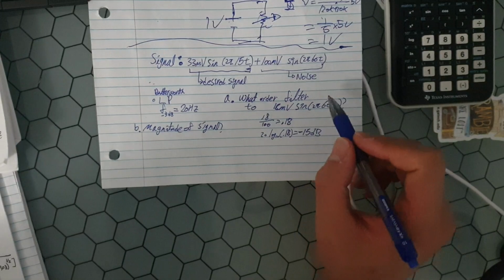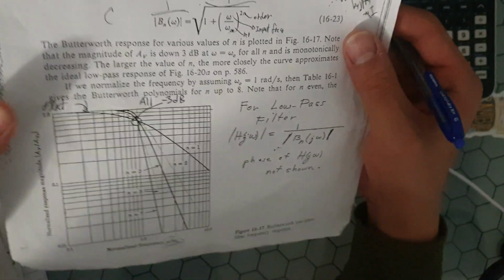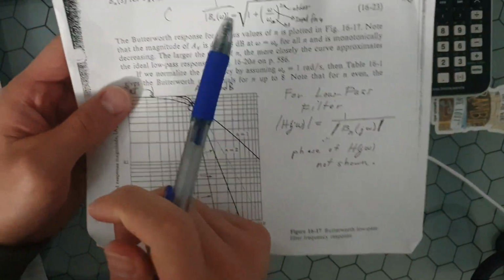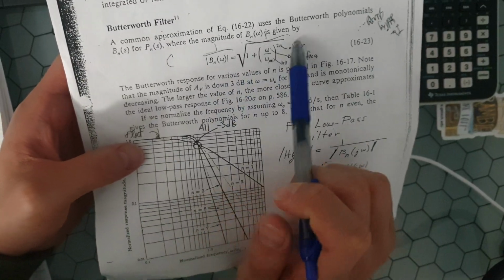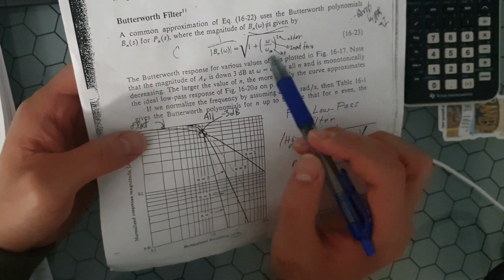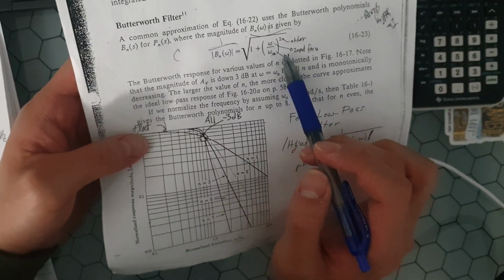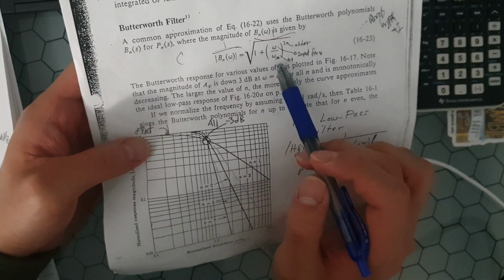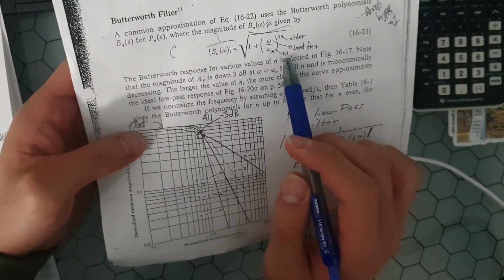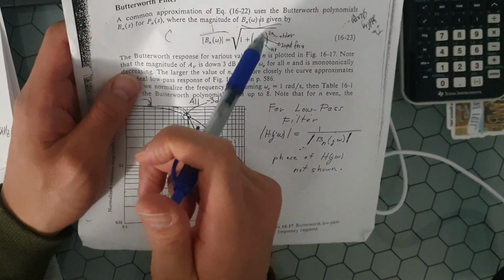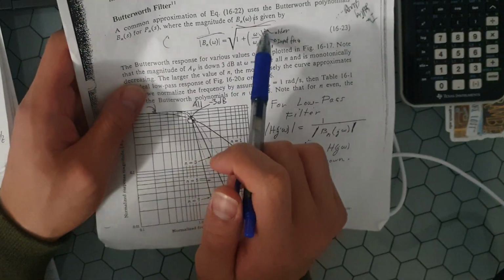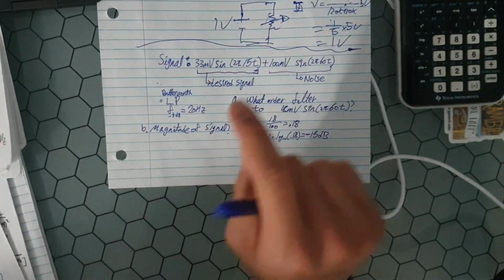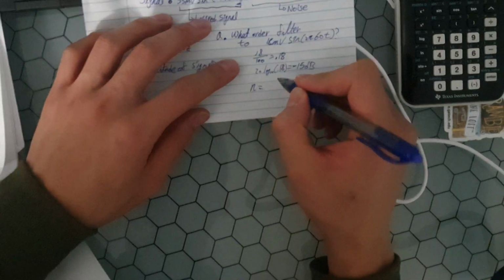And what we can do to figure out what order filter we need is through this equation from the Butterworth filter. This is 1 over this B_n of omega, which is the magnitude of the low pass filter. On the right side we have an equation with omega representing the input frequency and omega naught representing 1 in this case, assuming the corner frequency is 1, all to the power of 2n, where n represents the order of the filter. And we can rearrange this equation to solve for n.